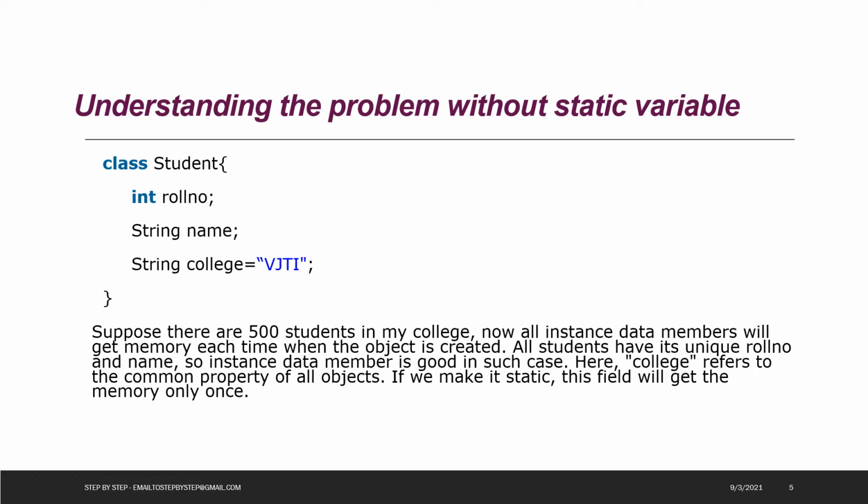But the college name is going to be the same for all. So we should create a static variable for storing the college name, rather than creating 500 data blocks to store the same college name. That's a waste of memory. So that's why we should use the static variable.